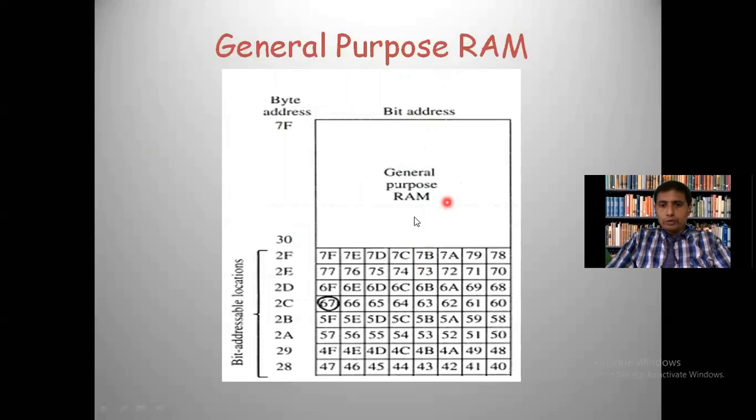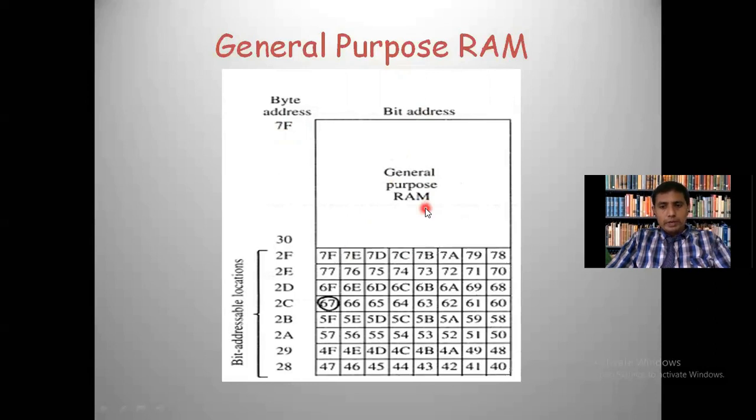For writing any program, we need some locations for sending data to internal RAM. So these 80 bytes, from 30H to 7FH, relate to the general purpose RAM area. These locations are used preferably for sending data and for storing the result.